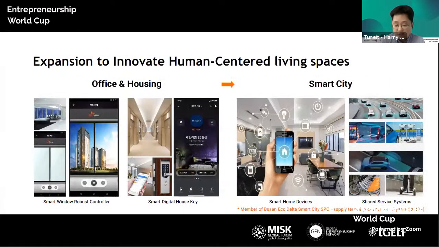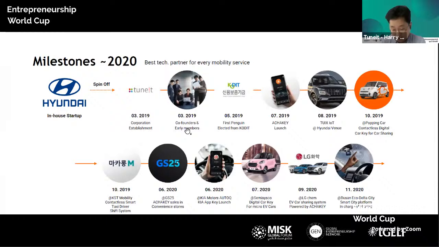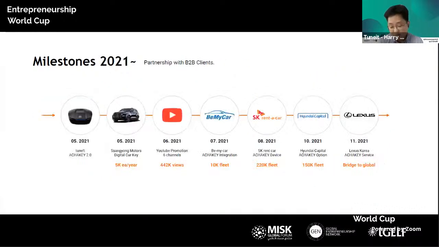Basically, the core technology we have is connecting hardware devices with phone apps in severe conditions. Outside construction is a very good example. You can meet digital keys for hotels or Airbnb next year. We started as a spun-off startup from Hyundai Motors in March 2019. Hyundai, Kia, Ssangyong, Lexus, and Toyota are major car maker customers. Hyundai Mobis, LG Energy Solution, Hyundai Capital, and SK Rent-a-Car are auto industry customers also.